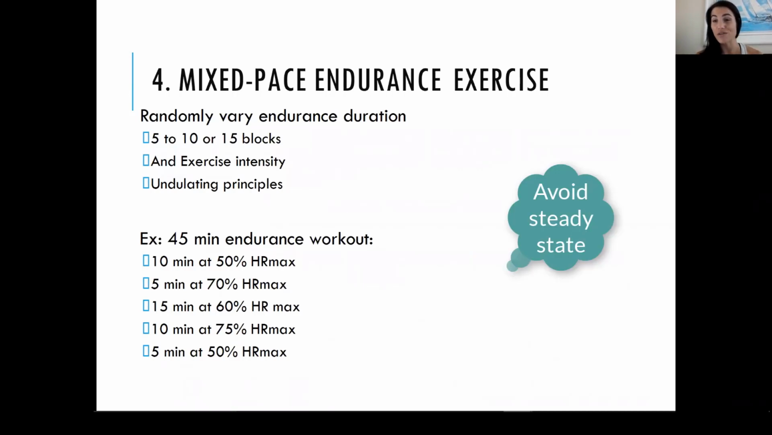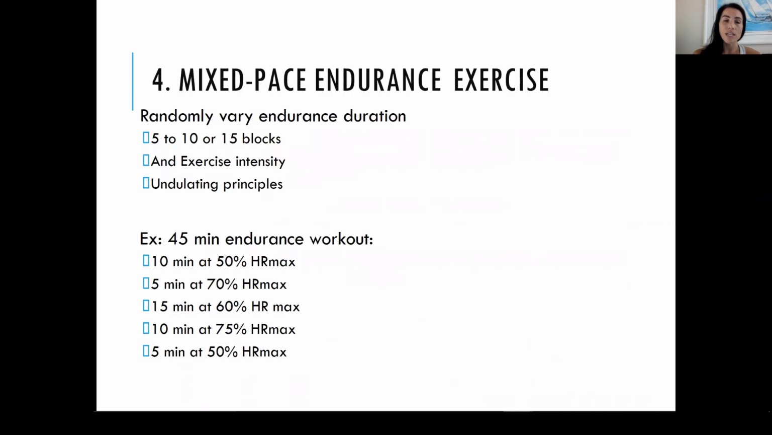So essentially what you're trying to avoid is steady state. And steady state is when your heart rate kind of levels off because it gets used to that workload. So you're avoiding steady state so that your heart rate's constantly alternating, either going up and then going back down. Okay, so an example here is a 45-minute endurance workout. You start off with someone at 10 minutes for 50% of their heart rate max, then they do 5 minutes at 70%, and then they go 15 minutes at 60, and then 10 at 75. Again, there's no clear pattern here, and that's why it's known as following that undulated principle. Okay, so that is mixed-paced endurance exercise.